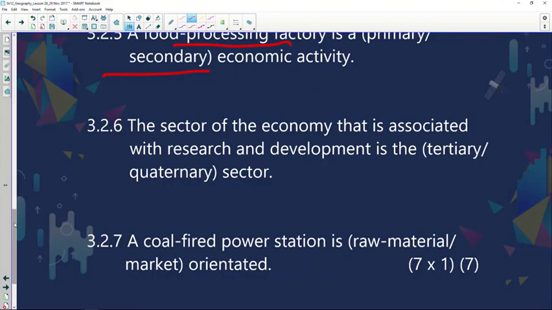3.2.6, the sector of the economy that's associated with research and development. Now, the research is a dead giveaway, and that's quaternary activities. Now, remember, tertiary activities are services being provided. So the correct answer over here is quaternary activities.